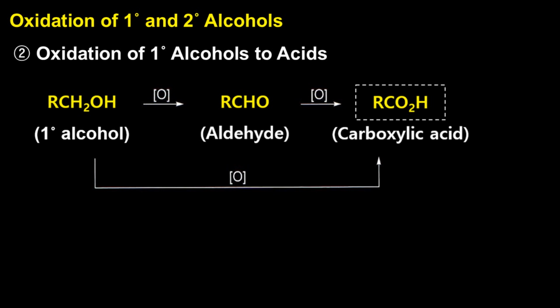Let's take a look at how a primary alcohol gets fully oxidized, first to an aldehyde, and then to a carboxylic acid. We'll go through the key reagents, the conditions needed, and the mechanism behind this two-step process.